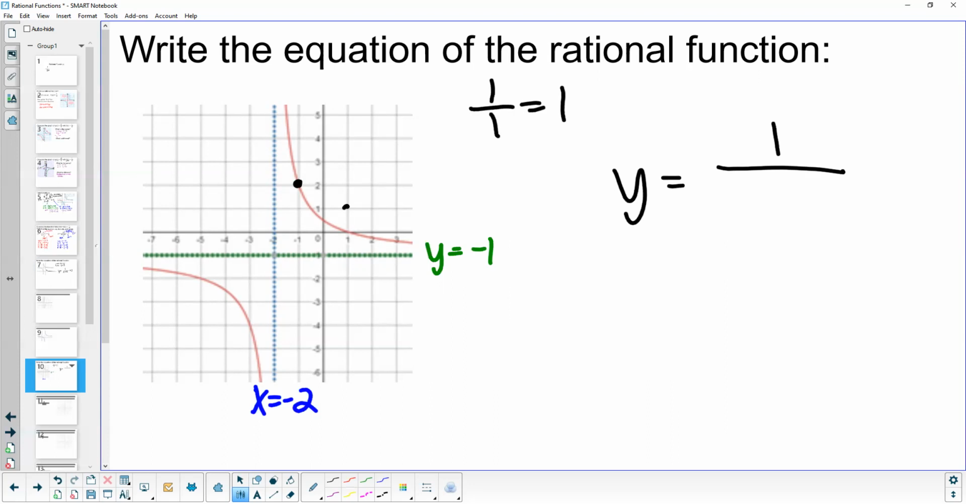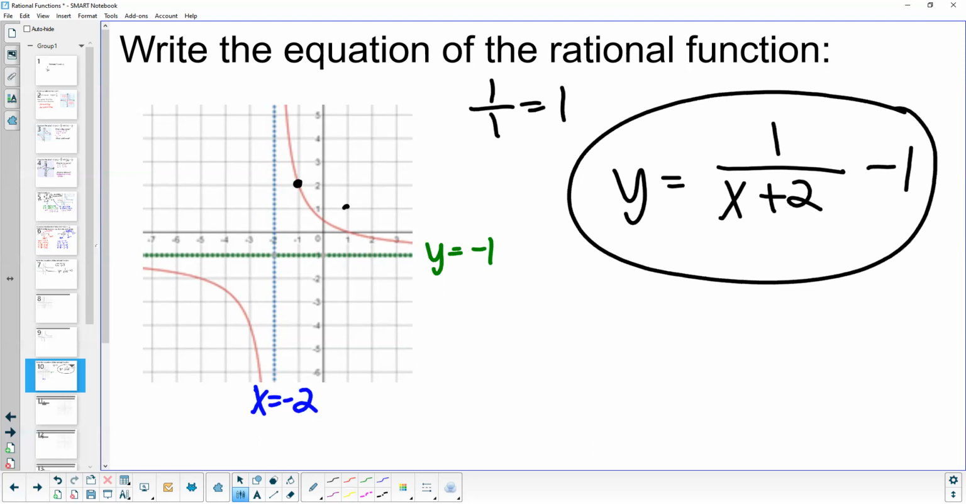So then what else do we know here? Well, our vertical asymptote tells us what goes on bottom. So it's going to be x. If it's a -2, we're going to have a +2. And this -1 tells us that it moved down 1. And this is our equation here.